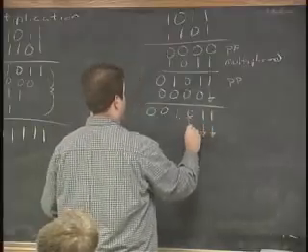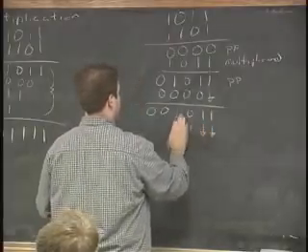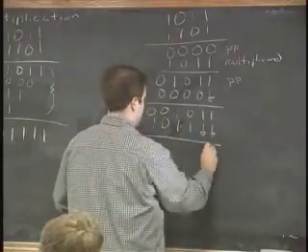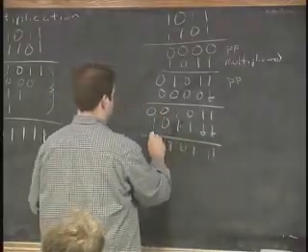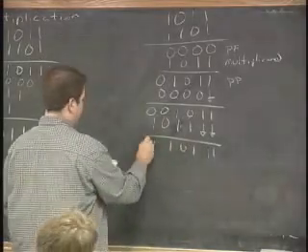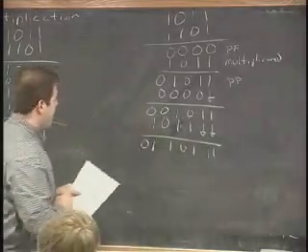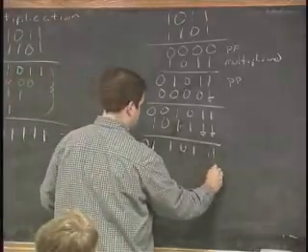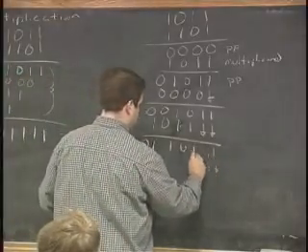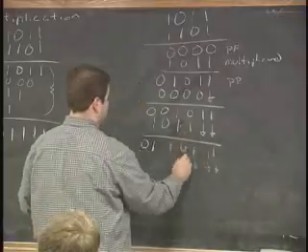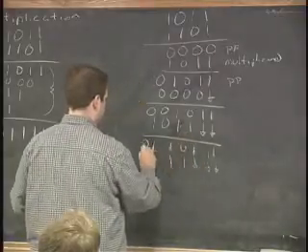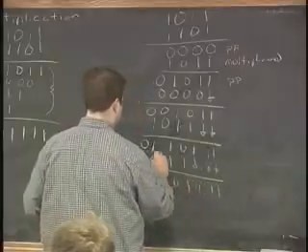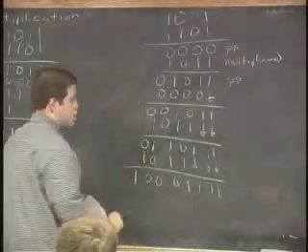Then we get 1, 0, 1, 0, 1. Add 1, 1, 1, 0, 1, 1. Add a 0 for fun. And our last one, we bring down 3. And we multiply again. 1, 1, 0, 1. 1, 1, 1, 1, 0, 0, 0, 1.